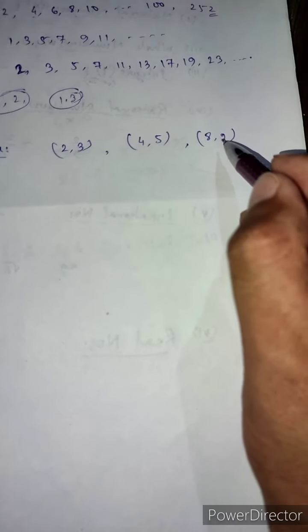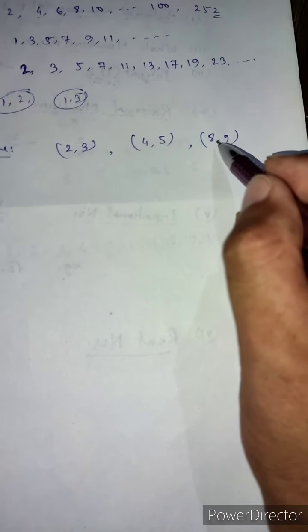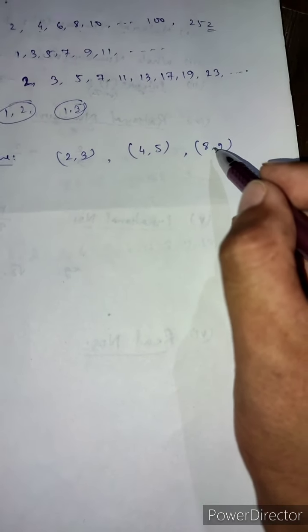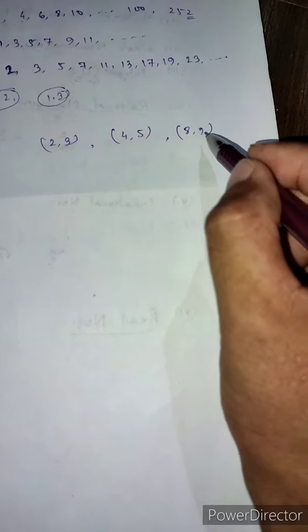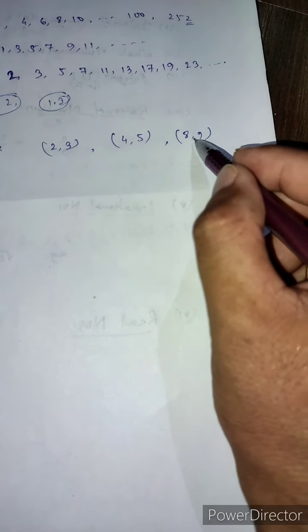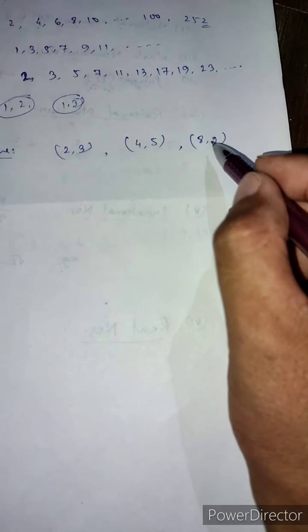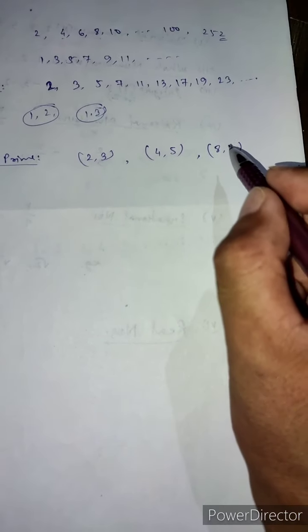Similarly, you can take another example, 8 and 9. In this case, you can see 8 and 9 are both not prime, even though they are called relatively prime, because 8 and 9 do not have a common factor other than 1. So these are the examples of relatively prime.